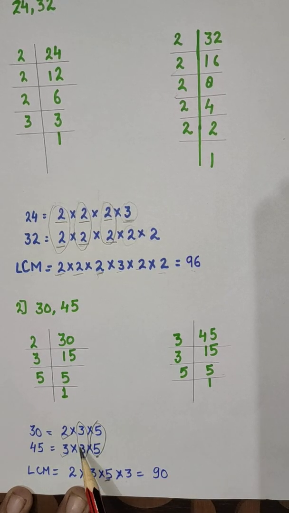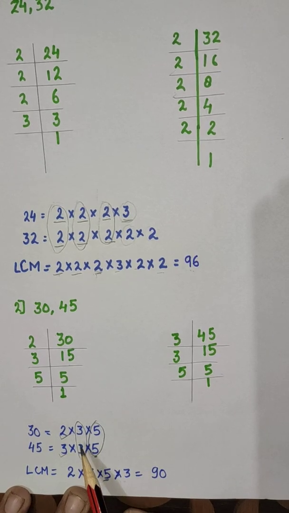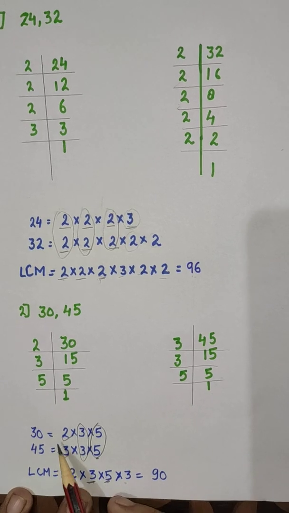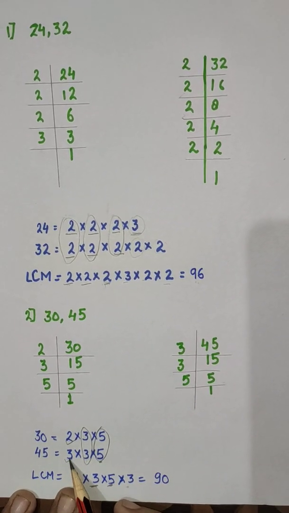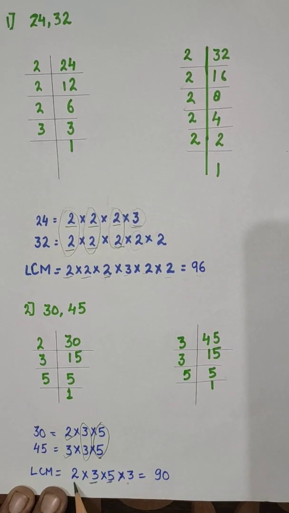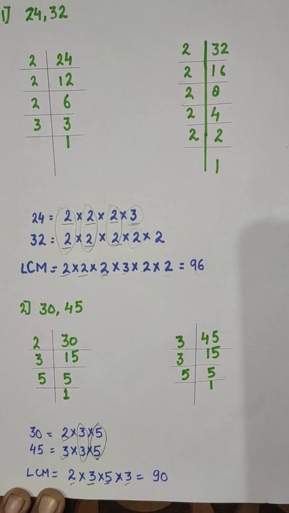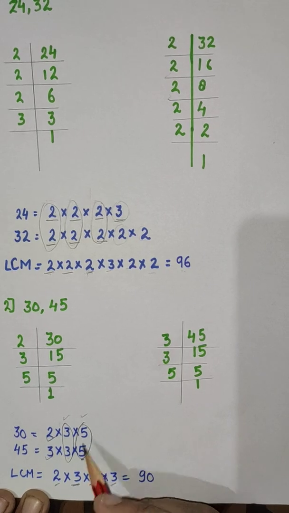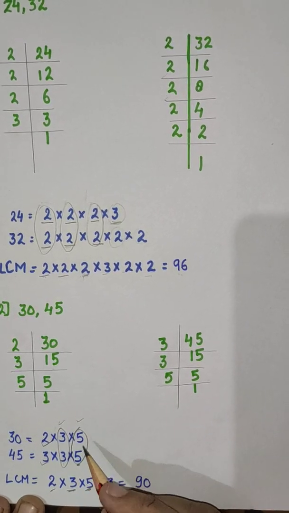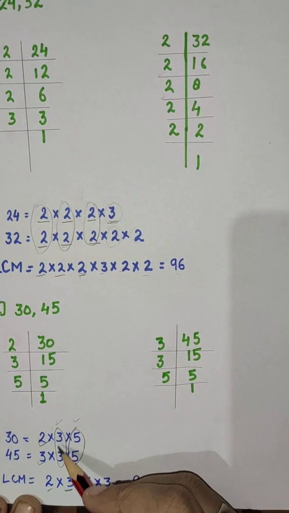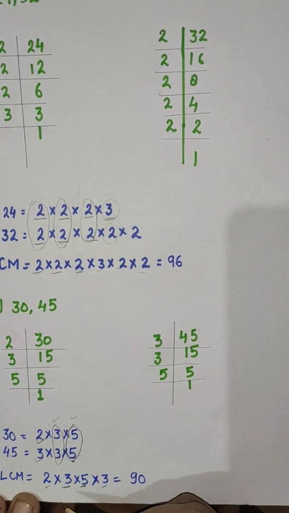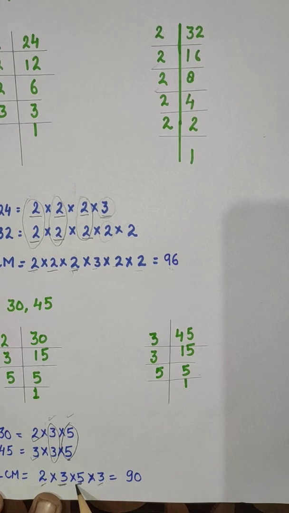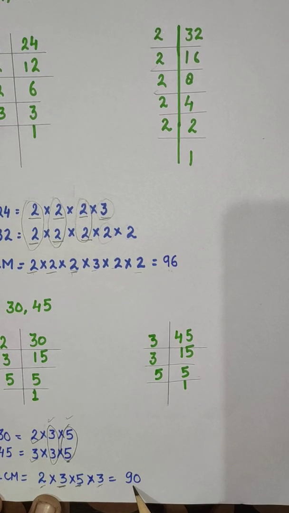These two numbers are common. So one time 3 we have written, one time 5 we have written. After that, what is left? 2 and 3 are left. So we will write down 2 and 3 also. After writing the common factors, whatever factors are left, we have to write down also. So 2 into 3 into 5 into 3 is equal to 90.